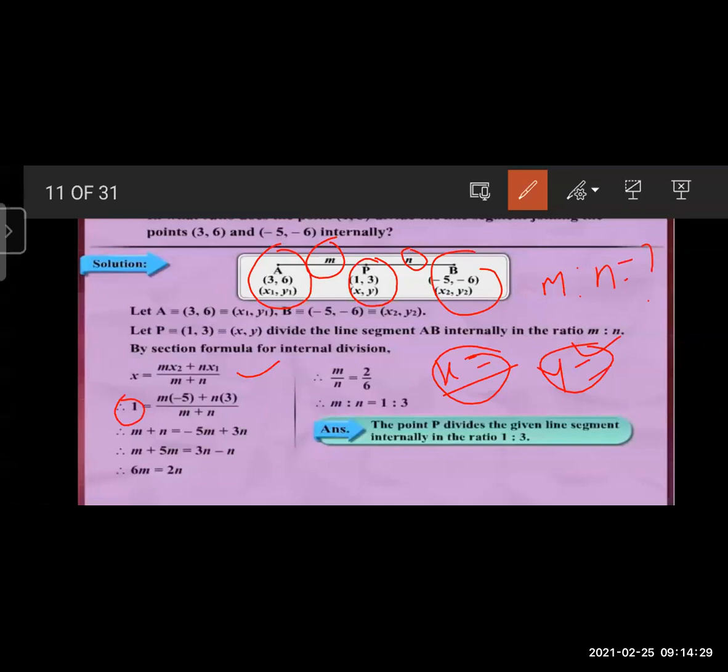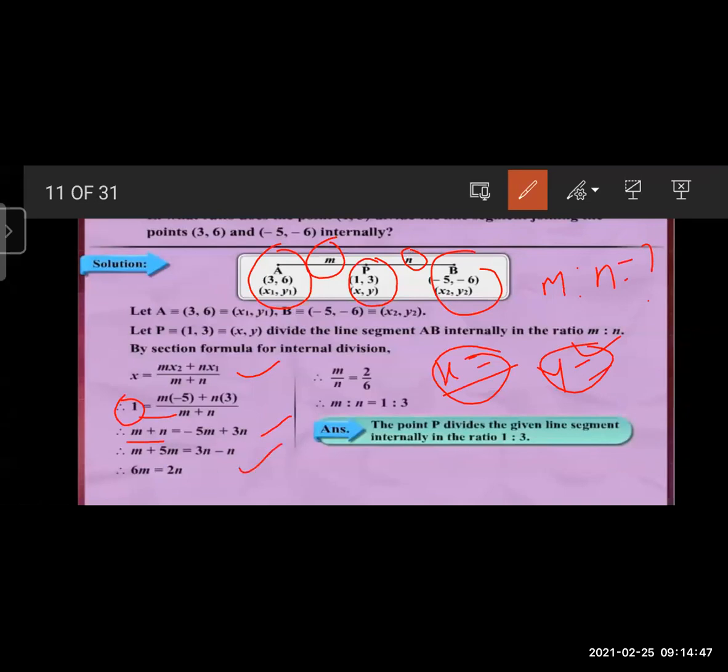Substitute all the values. Take this m by n on the left hand side. So (m + n) into 1 is equal to m + n. Minus 5 into m is -5m. And this one is 3n. Okay. Then take m on the left side, n on the right side.